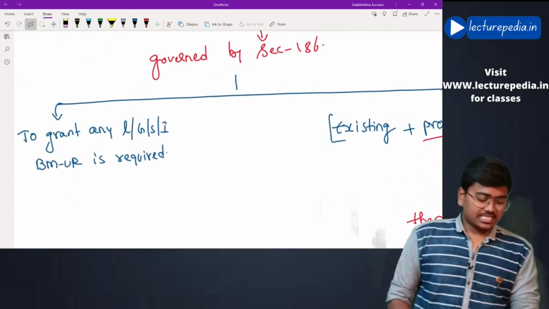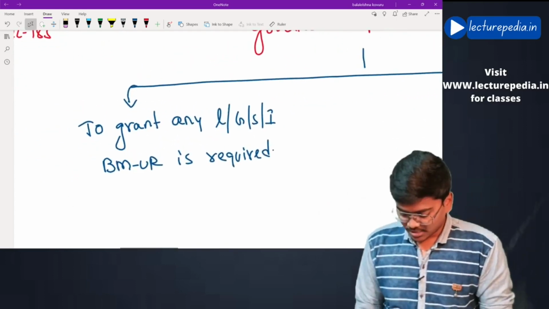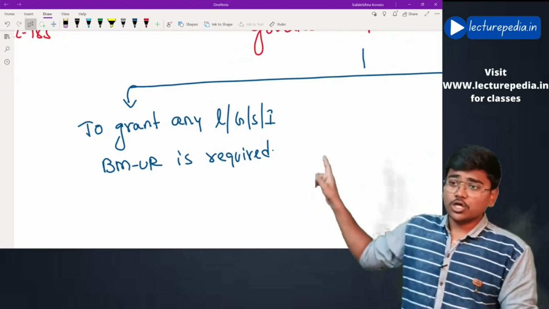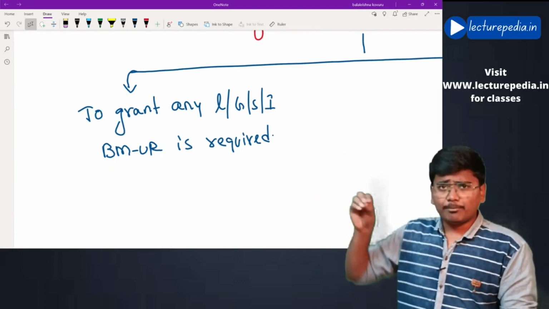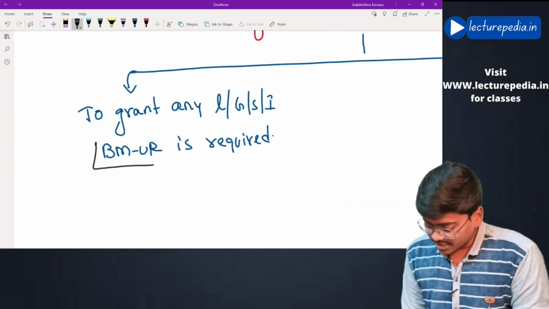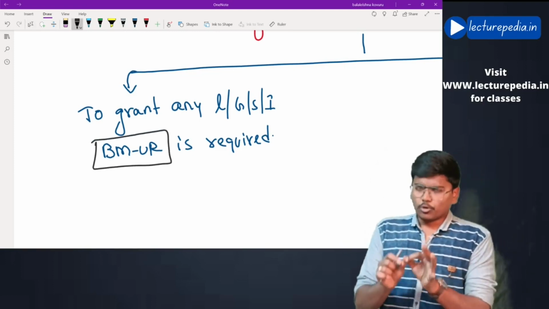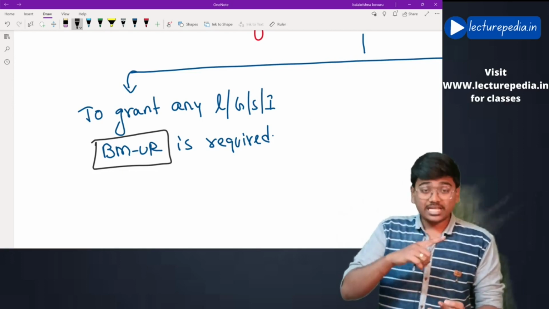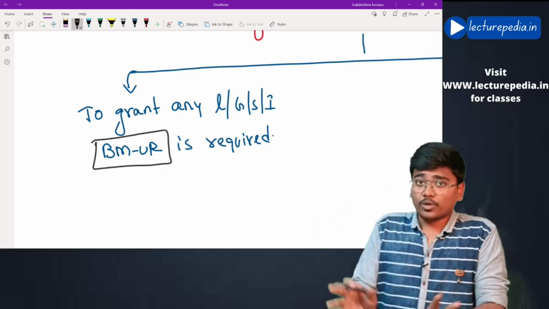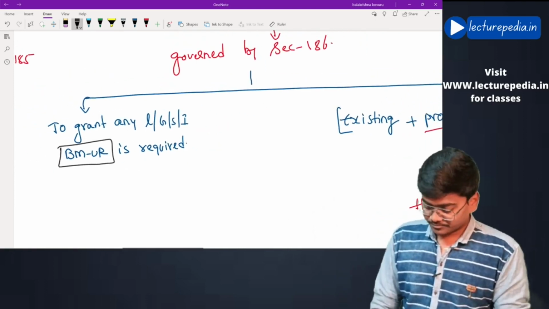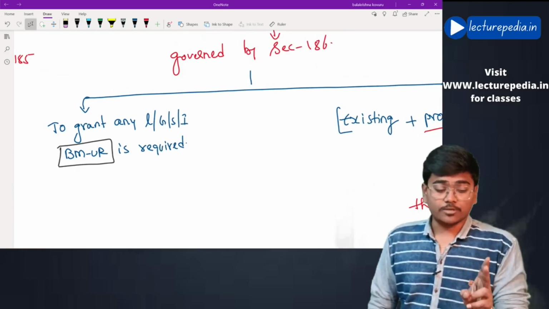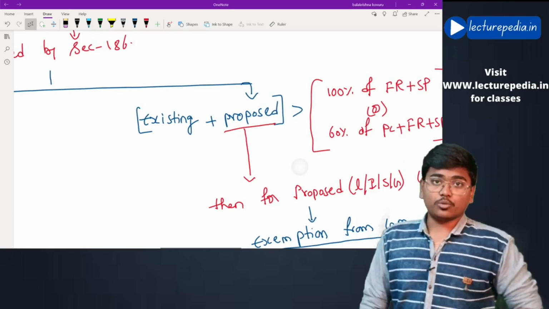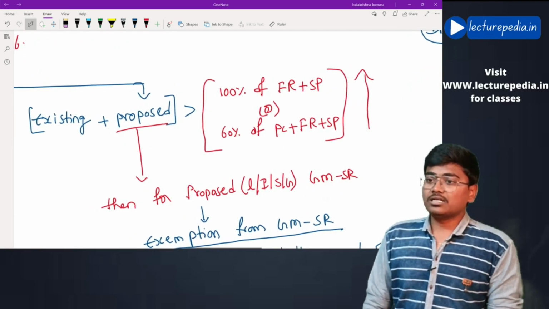Now see what section number 186 says. First of all, section number 186 says that if company wants to grant any loan, guarantee, security or investment it must compulsorily take board meeting unanimous resolution. Okay, board meeting unanimous resolution is must for any loan, guarantee, security or investment that are covered under section 186. Okay, board meeting unanimous resolution. And general meeting special resolution is also required if the following scenario exists.